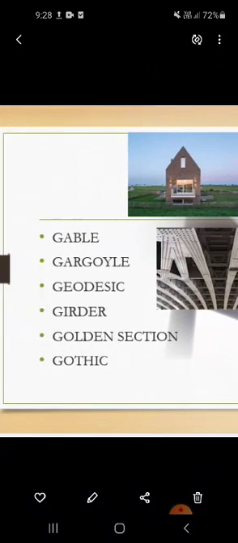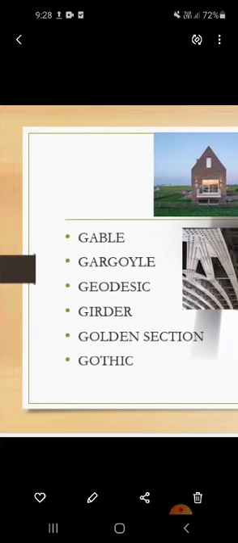gable. Now we have gargoyle. I think I have discussed this gargoyle in many previous videos. So, gargoyle is a carved stone or wooden fantastical anthropomorphic form. Actually, there are many myths among people. Gargoyles are monsters. They are watching all the city, all the town, all the time from a magnificent building like churches.